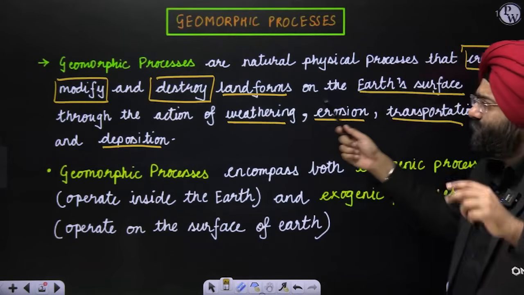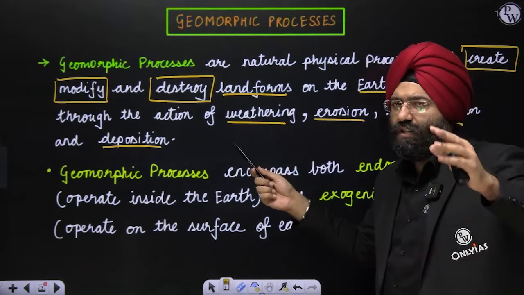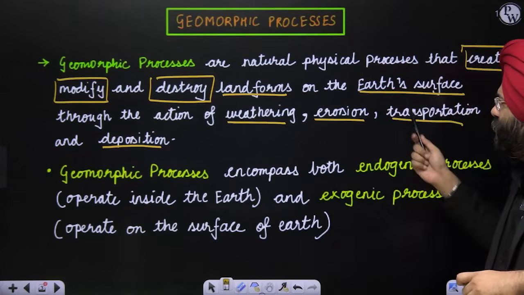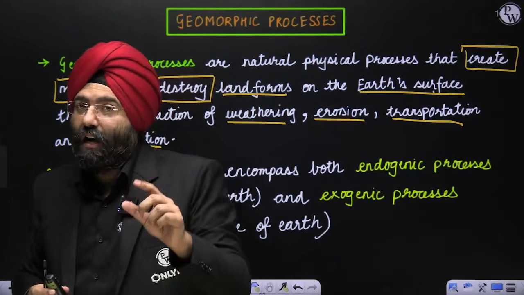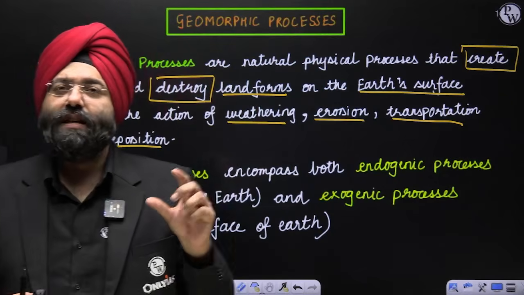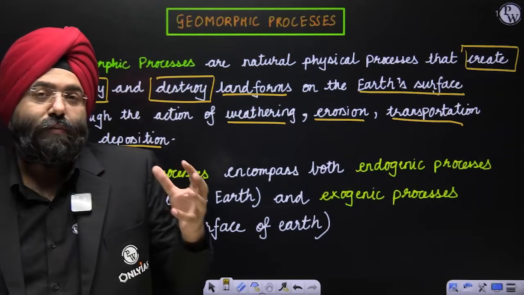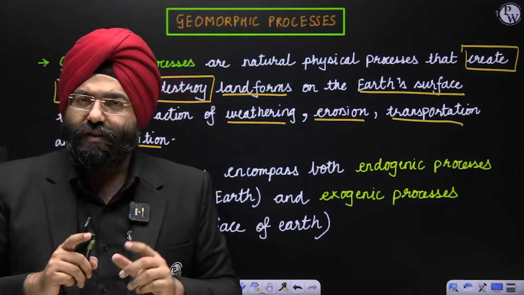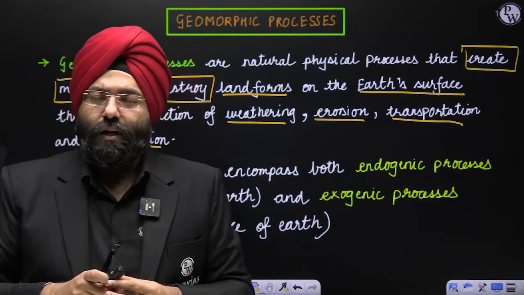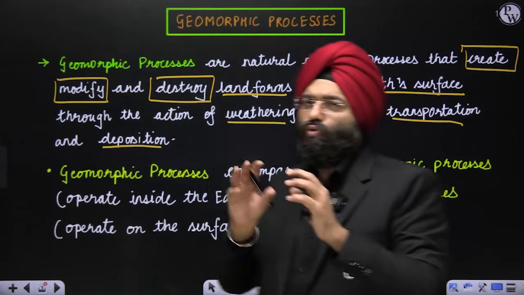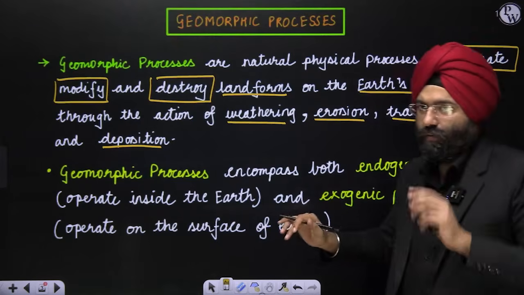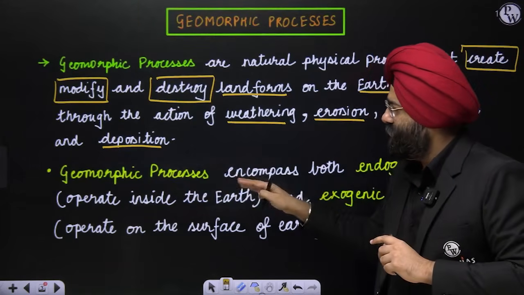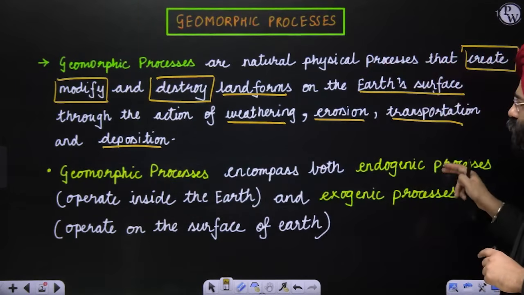And what are the processes that are going on associated with them? Weathering, erosion, transportation, deposition, and all these things are going on. So this definition basically refers to what? Geomorphic processes. Now, if I want to understand geomorphic processes better, we can classify two major terminologies under this. First, the geomorphic processes encompass the endogenic processes.